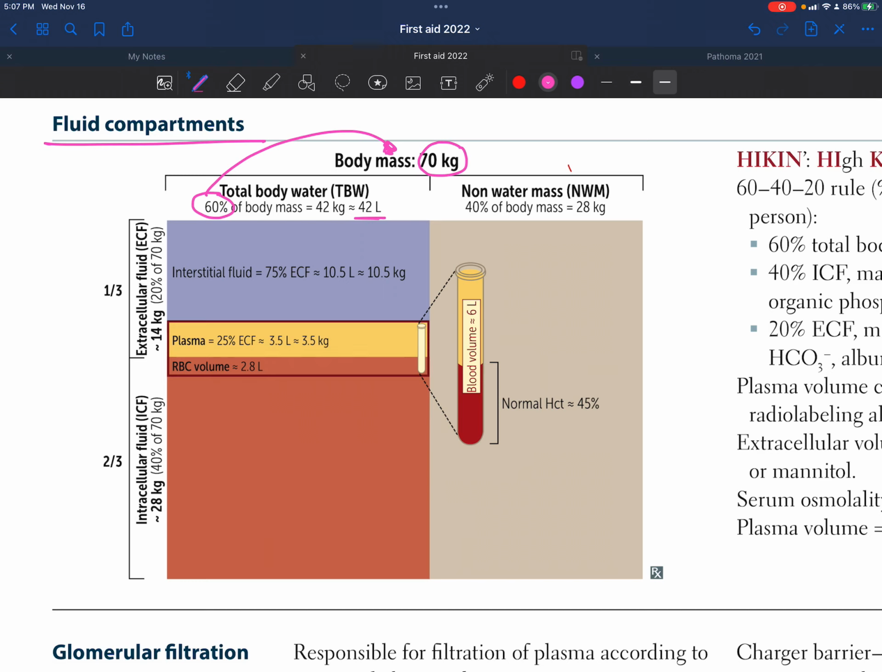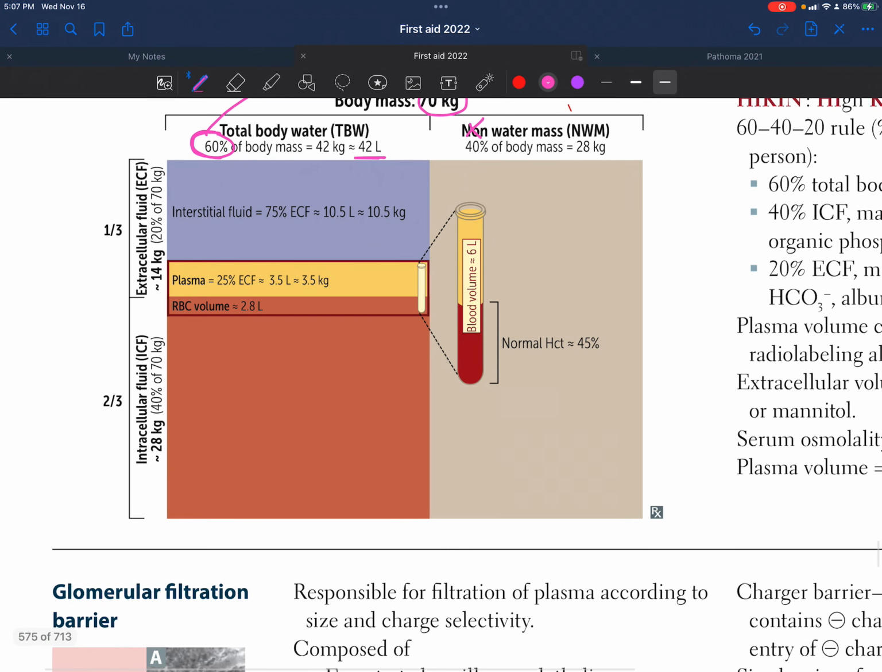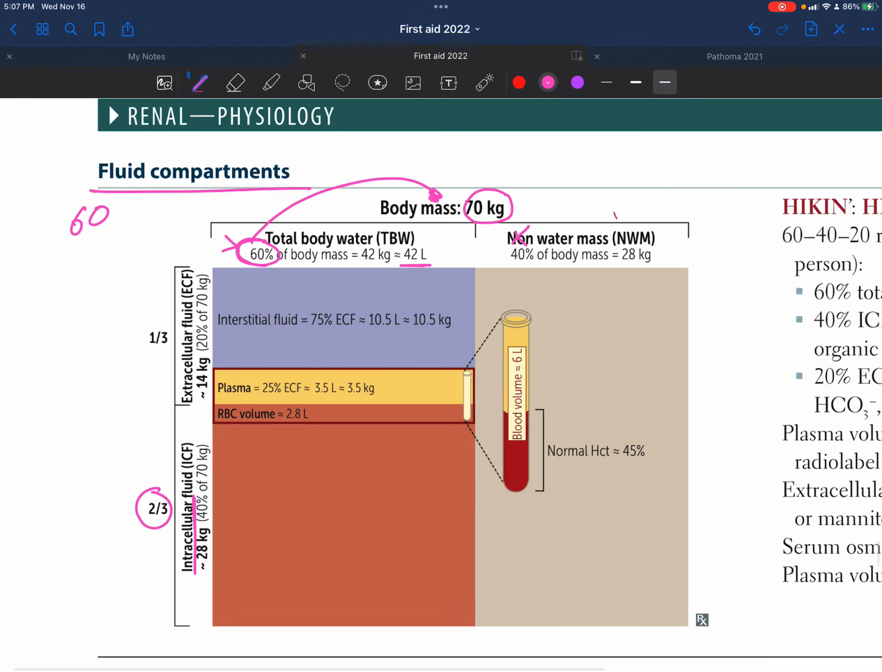The other 40% is not water mass, just muscles, cells, whatever, but not water. Out of that 60%, it will be broken into two parts. The first one is the major part, the 2/3. So 2/3 of that 60% water is the water that is inside of the cell. So that 60% is broken into two pieces: the 2/3 is 40%, and the third part is 20%. These combined make the total 60% of water.